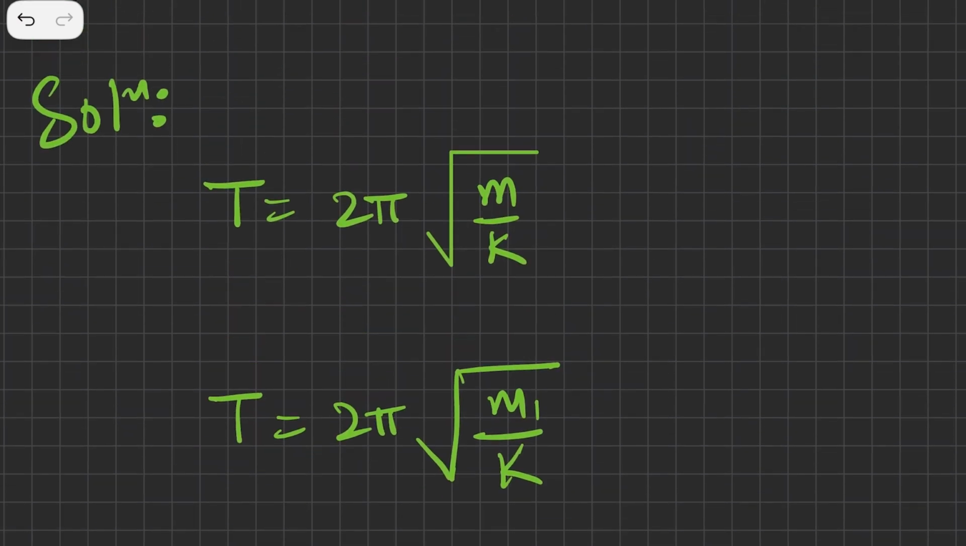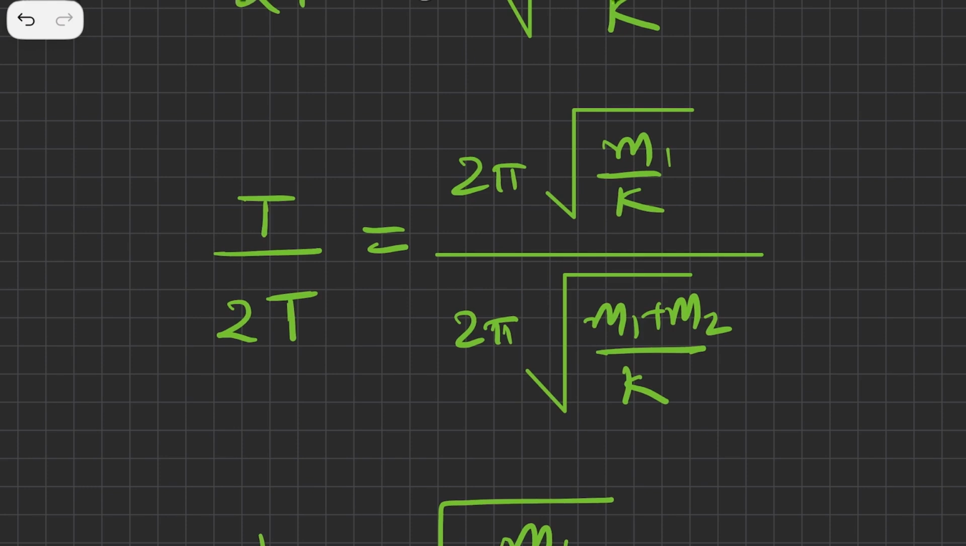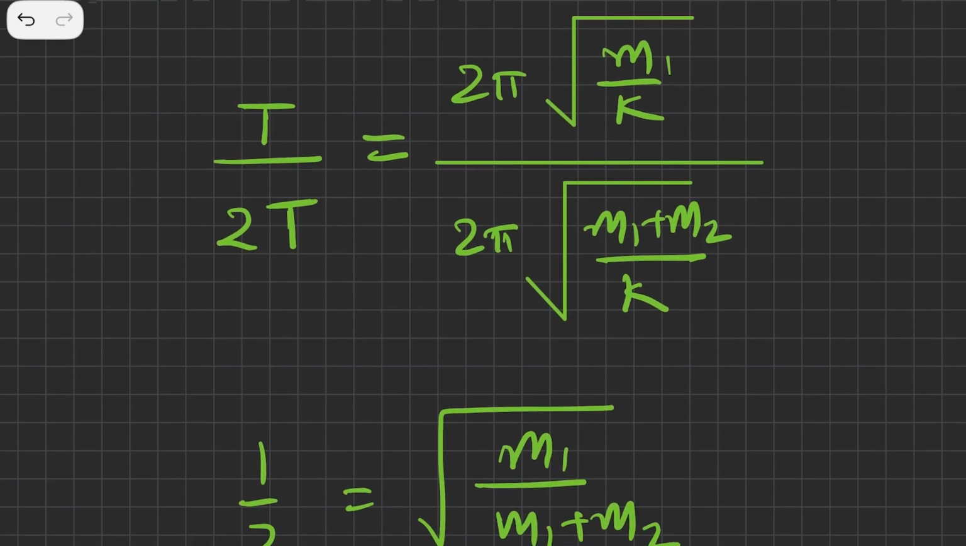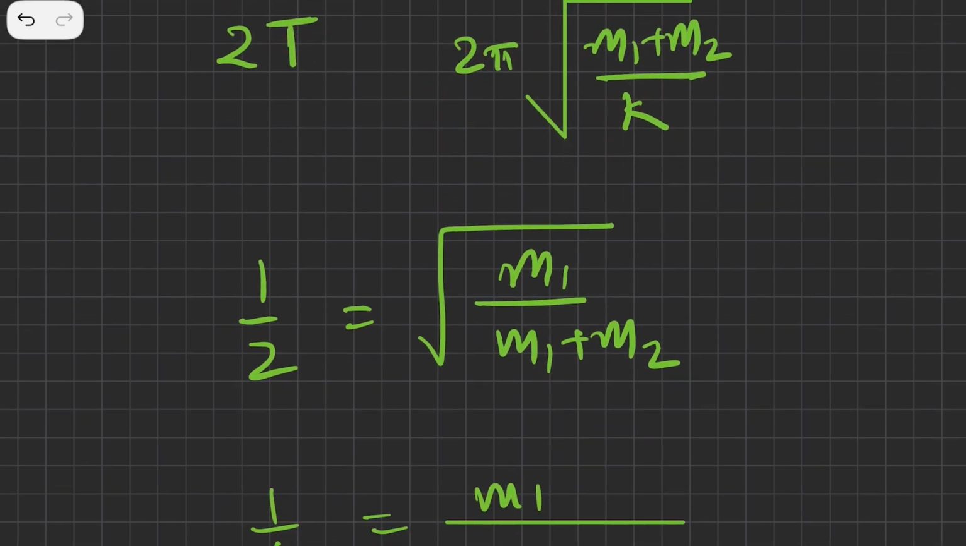Now divide these two equations. Once you divide, you get t upon 2t is equal to 2 pi root of m1 by k upon 2 pi root of m1 plus m2 by k. 2 pi and 2 pi get cancelled, t and t get cancelled, k and k get cancelled, and the root cannot get cancelled, the root will be common. So what remains is 1 upon 2 equal to root of m1 upon m1 plus m2.